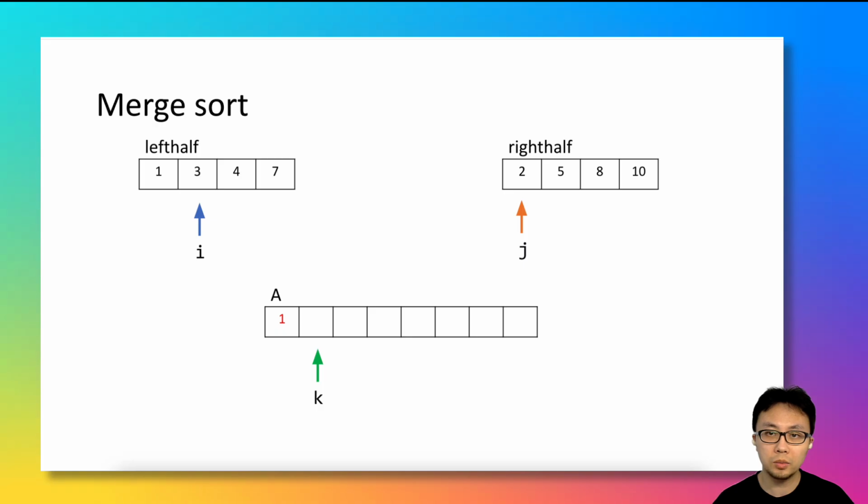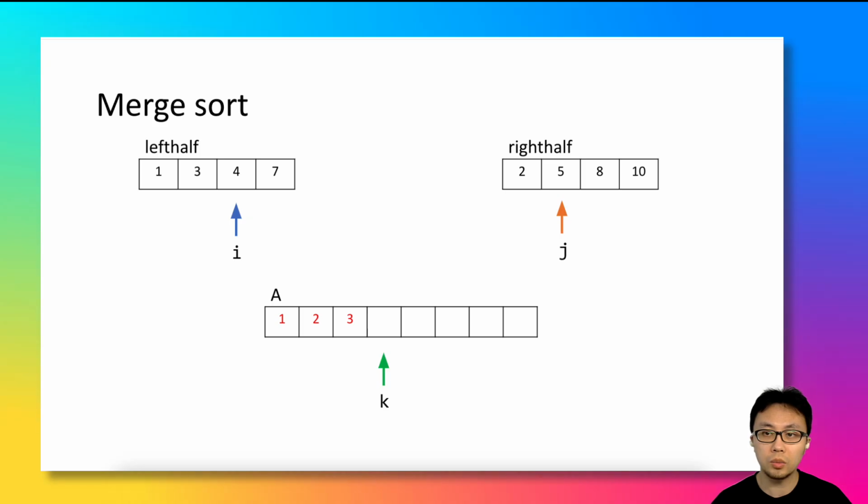Then, you would continue the comparison process. The element pointed by I right now is 3, and the element pointed by J is 2. Since 2 is smaller, it would copy 2 into A at the index of K, and move both pointers J and K rightward by 1 step. The comparison would continue. The element currently pointed by I is 3, and the element pointed by J is 5. Since 3 is smaller, it would copy 3 into A and place it at the index K. After that, you move the index I and K rightward by 1 step.